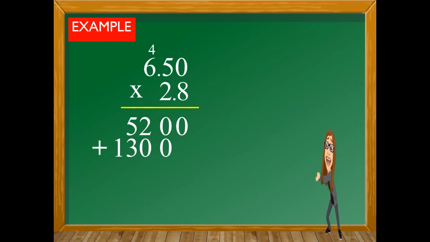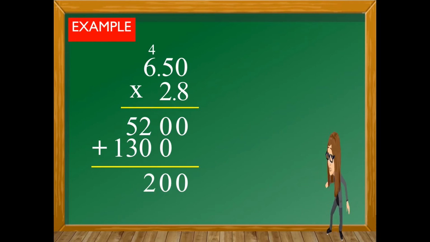Now get the sum. Bring down 0. Another 0. 2 plus 0 is 2. 5 plus 3 is 8. And bring down 1.